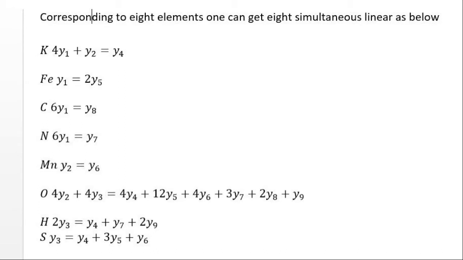The same goes for the other elements. For iron, we have 1 atom in the first compound of the reactant and 2 atoms in the fifth compound. So for iron, we have y sub 1 is equal to 2y sub 5. That is how we convert into a linear system of equations, the same as for the remaining elements.